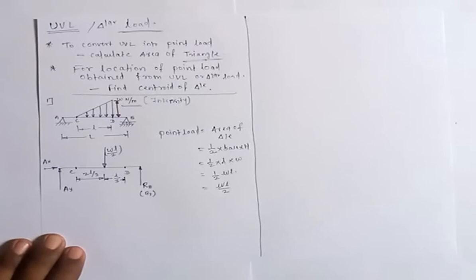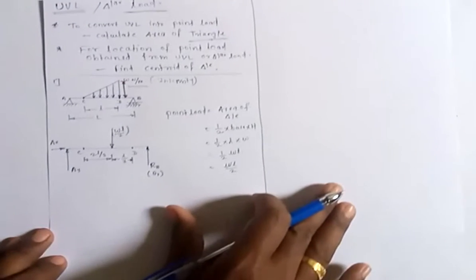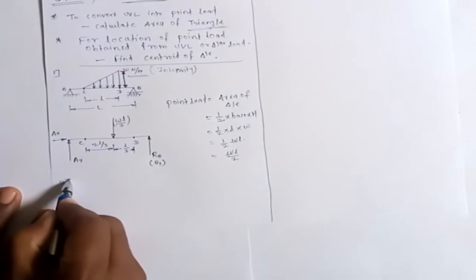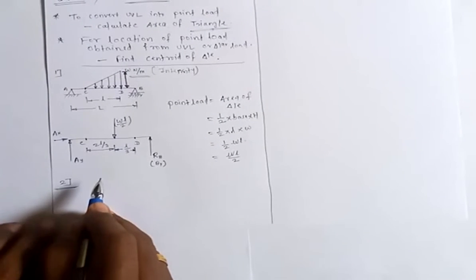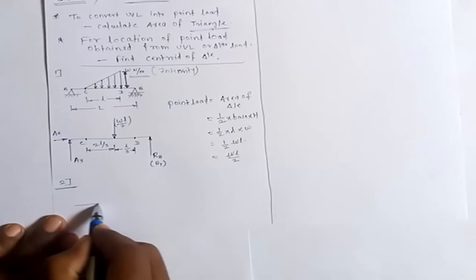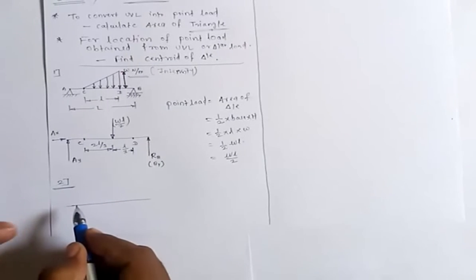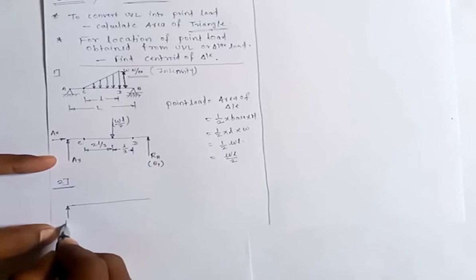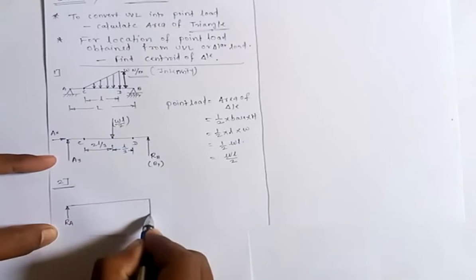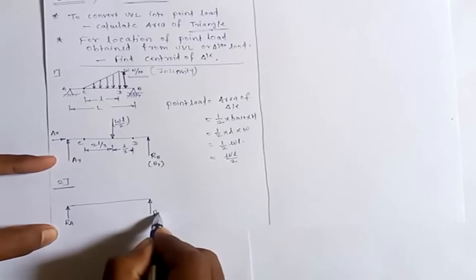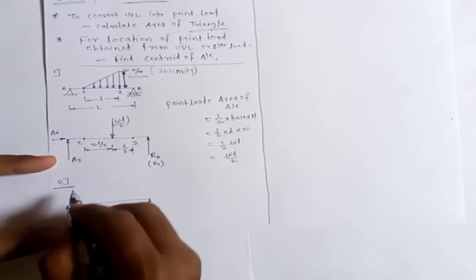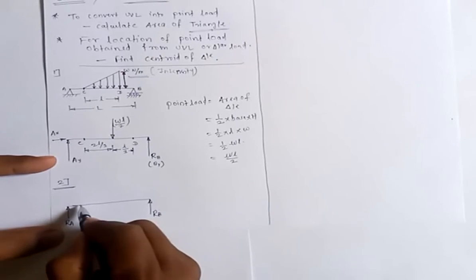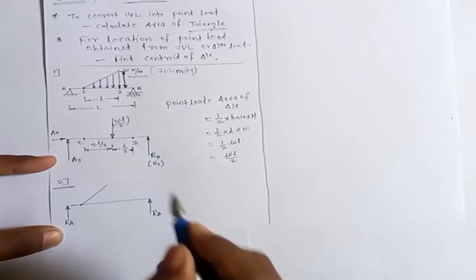Let us discuss one more type of triangular load in the next case. As the second case, consider one beam. Once again, I will not be showing the different types of support; I will be directly showing you the supports. At A there is one reaction, at B there is another reaction, so this is RB, and the shape of the triangle is like this.